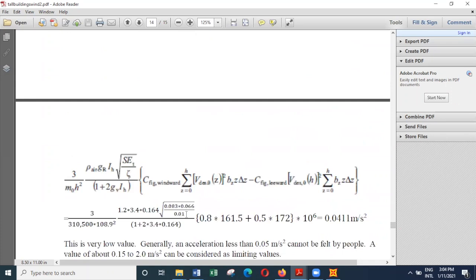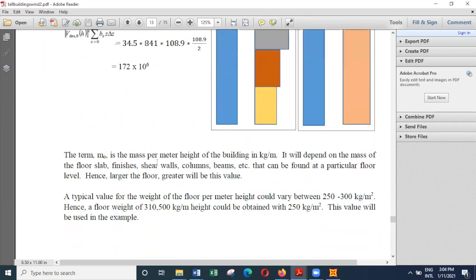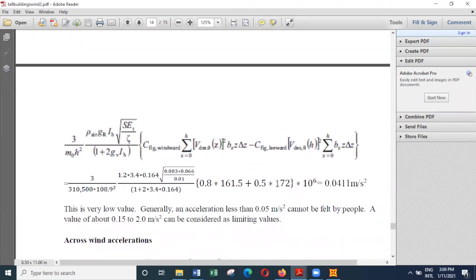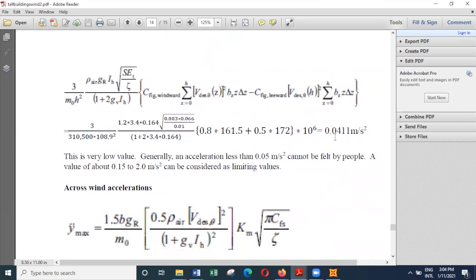So this is 0.01, and here you can see 1 plus 2, 3.4 times 0.164, and here you can see this is 0.8 times 161.5, 161.5 plus 0.5 times 172 into 10 to the power 6, and finally it gives a value like 0.0411 meters per second squared. So this way there's a small error, but let's assume that we can correct it.